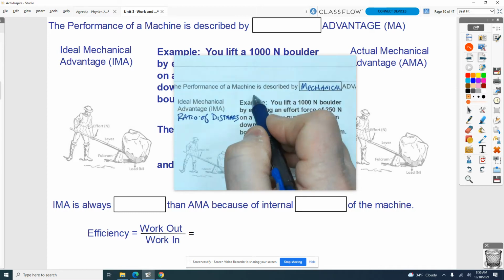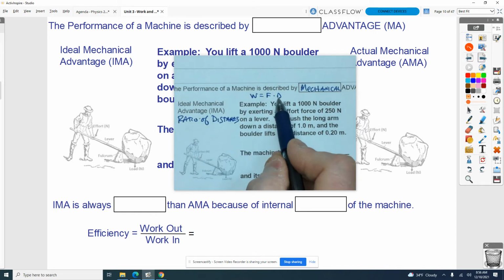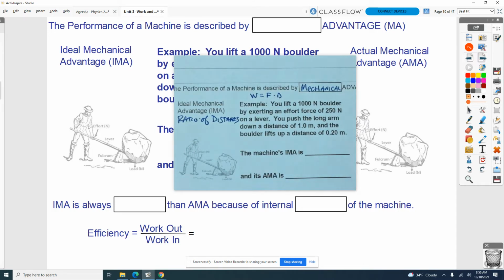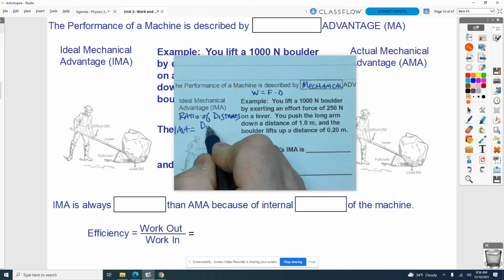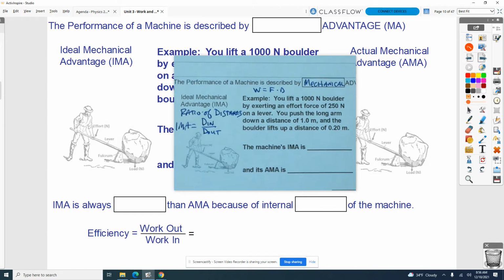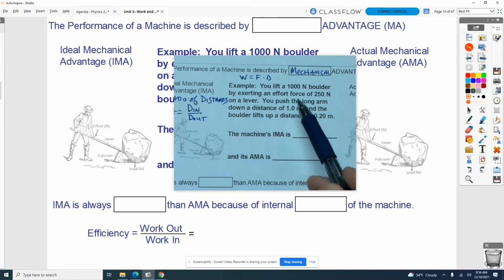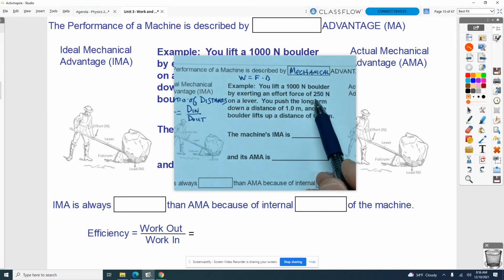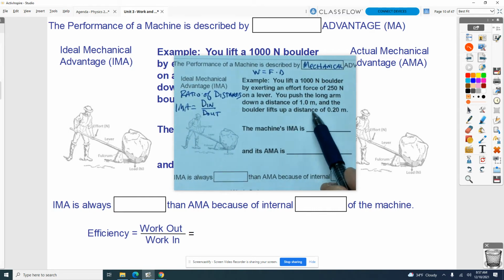So if we think of any work application as force times distance, I can take a look at the ratio of those distances to get a sense of the IMA. So let's go ahead and define that as an input distance divided by an output distance. So the mechanical advantage in the ideal sense is a ratio of distances, d in compared to d out. As an example for this numerical value here, if you lift a 1,000 Newton boulder by exerting an effort force of 250 newtons, you push the long arm down a distance of 1 meter and the boulder lifts up 0.2 meters.